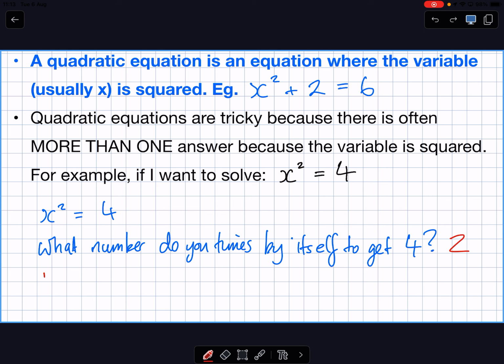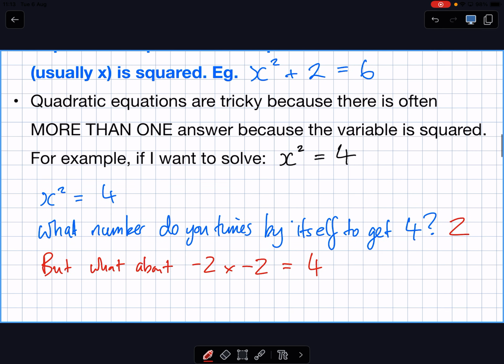But, what about negative 2 times by negative 2? What happens when you times a negative by a negative? And what's negative 2 times negative 2? So is the only answer to x squared is equal to 4 just 2? Do we have 2 options here? We've got positive 2 or minus 2.